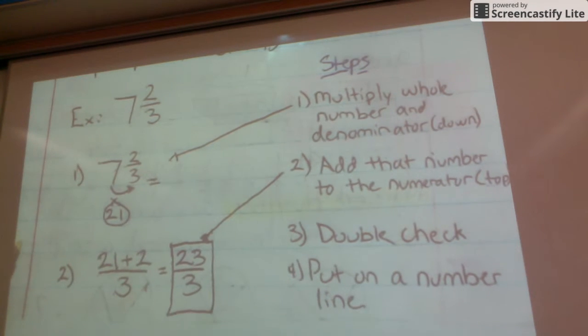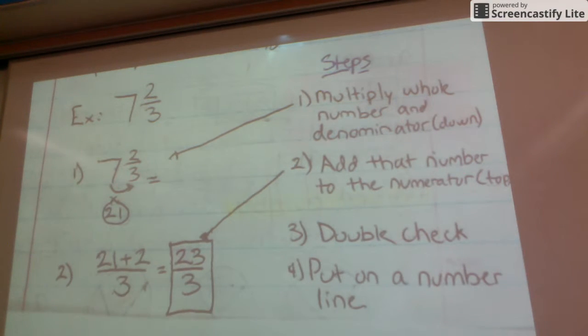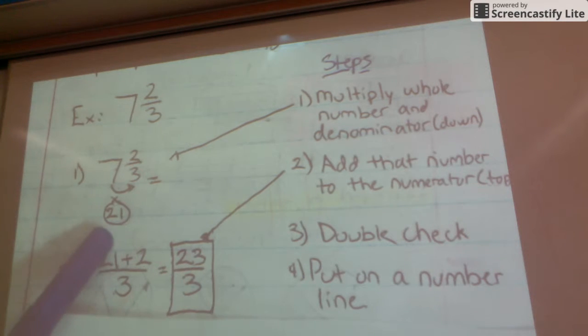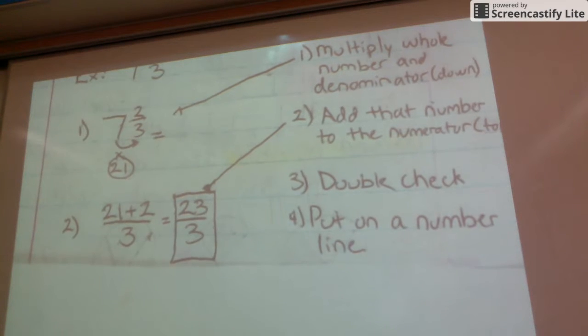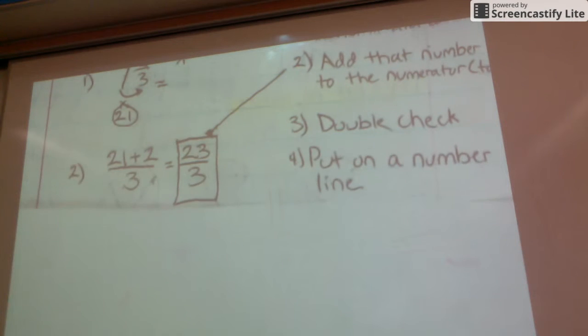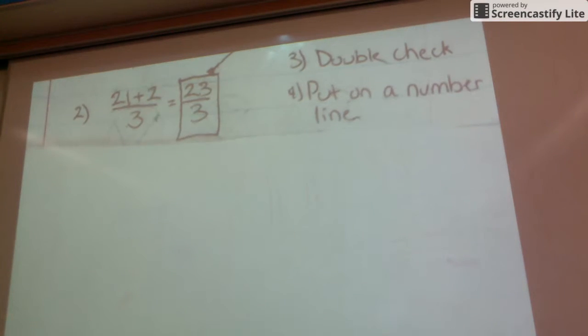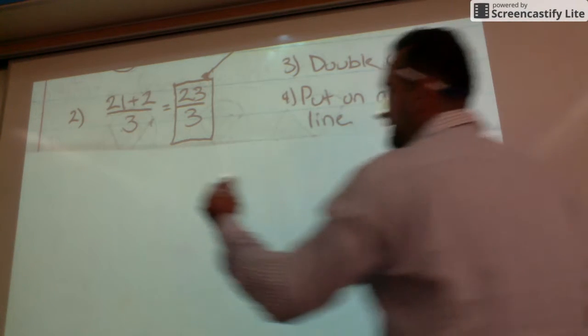Okay. Number 3 is to double check it. We're going to double check, make sure we multiplied correctly, make sure we added correctly. And then the fourth step is to put it on a number line. So we have this number, 23 over 3. As we put it on a number line, you can kind of see what we're going to do here.